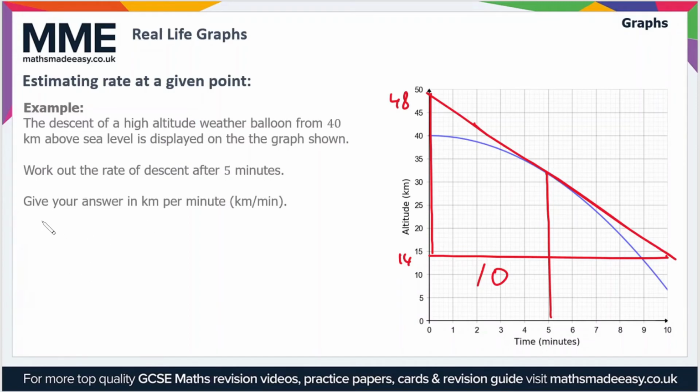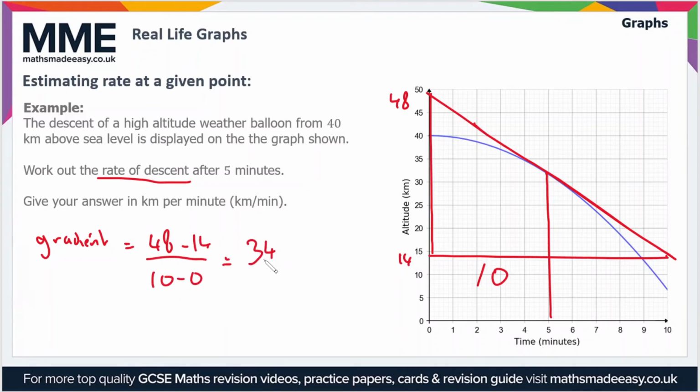So the gradient, or in other words, the rate of descent, will be 48 minus 14 divided by 10 minus 0. So that comes out as 34 divided by 10, which is 3.4, and the answer wants to be in kilometres per minute. Altitude is already in kilometres and the time is already in minutes, so that value is in kilometres per minute. So our answer is 3.4 kilometres per minute.